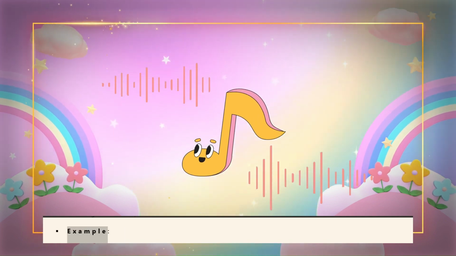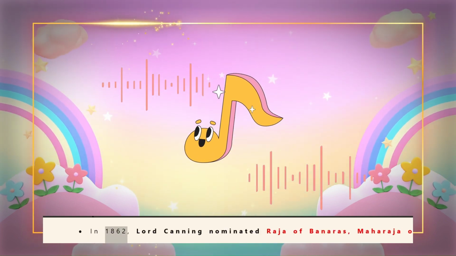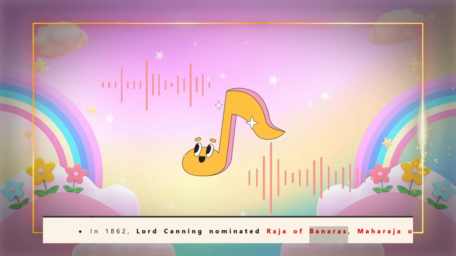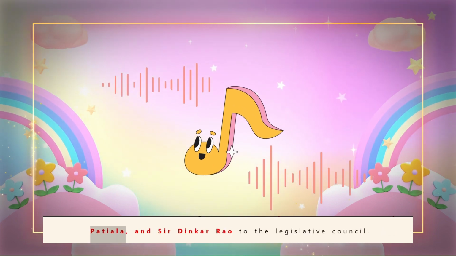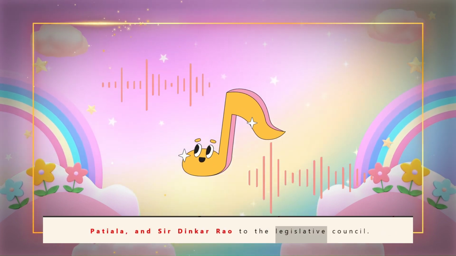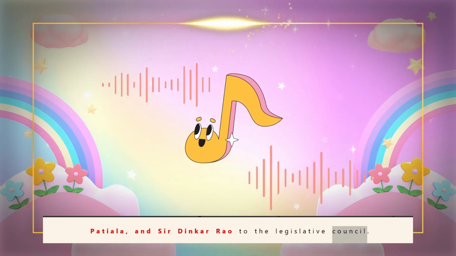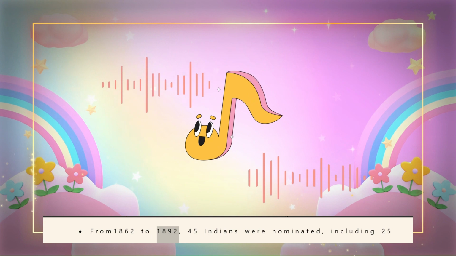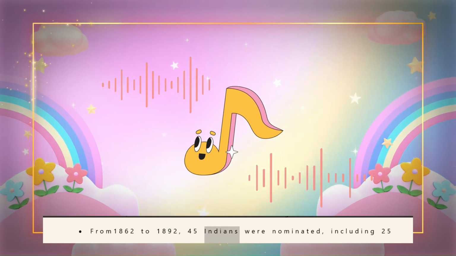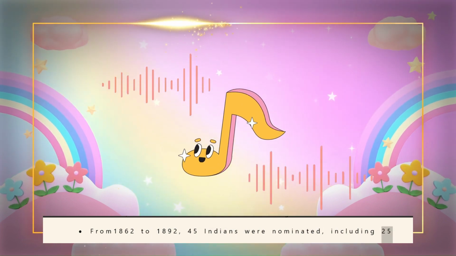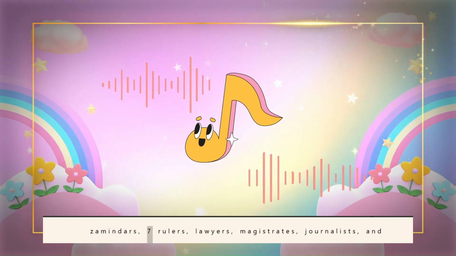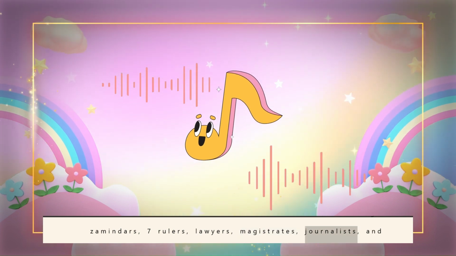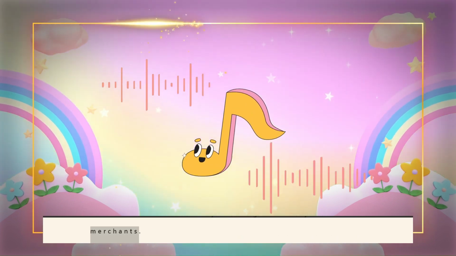For example, in 1862, Lord Canning nominated the Raja of Banaras, the Maharaja of Patiala, and Sir Dinkar Rao to the Legislative Council. From 1862 to 1892, 45 Indians were nominated, including 25 zamindars, 7 rulers, lawyers, magistrates, journalists, and merchants.